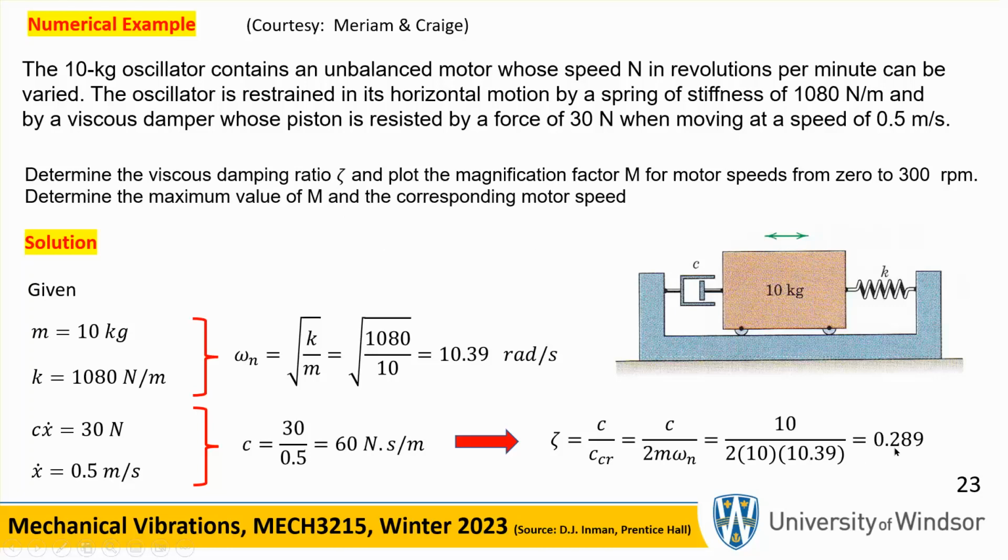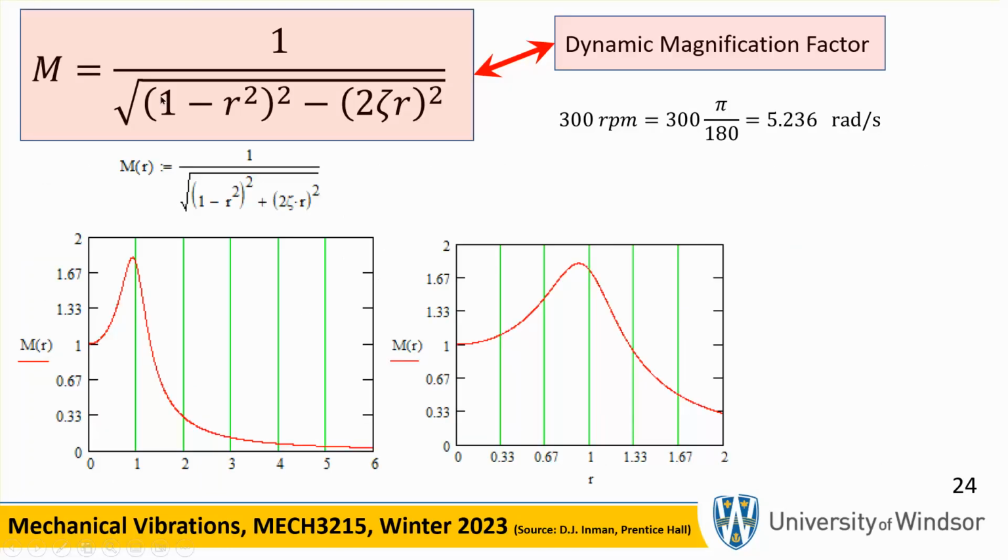Now it says for that value of zeta, plot M. Now remember, M was this. This is the dynamic magnification factor. And notice in it I need R and zeta. But it says plotted as a function of R. So R is going to be varying. You can see that. And if you plot it, you can see you get this amplitude variation. R equal to 1 is a little bit to the right of that peak. We already know that. Peak is a little bit to the left.